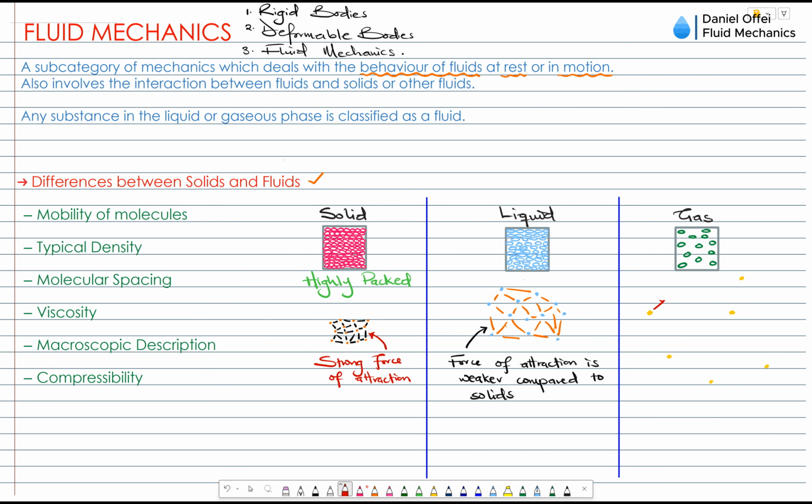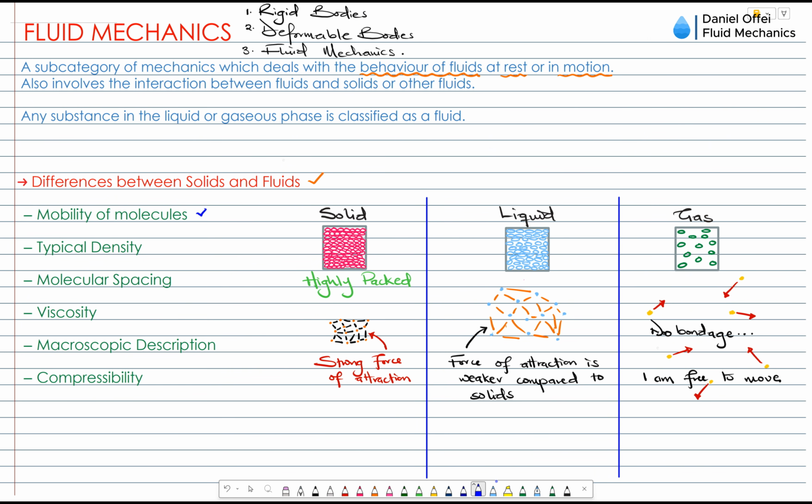Gas particles don't have any form of attraction between them. They are always moving at high speeds, and the only time they meet is when they collide to either release energy or absorb some form of energy. So let's look at the differences under these topics. The first one is mobility of molecules.